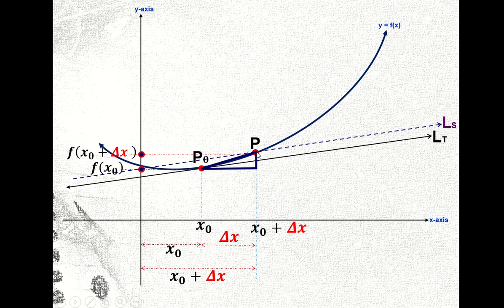Okay, so if we are going to move this point P much closer to P sub 0, say at this point here, we can say that this secant line will be very near, or perhaps it will touch the tangent line. Okay, so in short, we can say that as point P moves very close to P sub 0, our secant line will move closer to the tangent line.